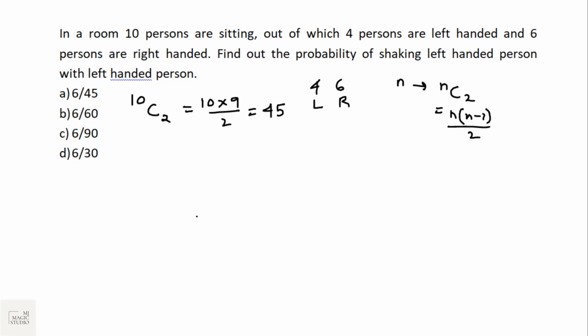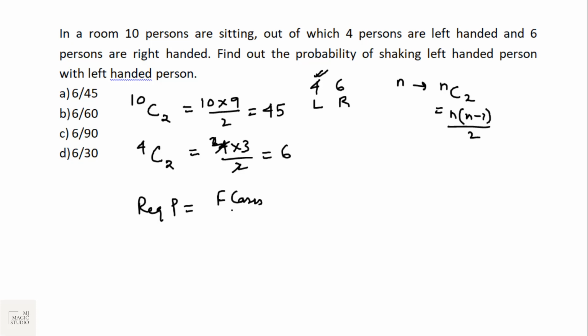But we need to find the probability that a left-handed person is shaking hands with only a left-handed person. For that, we have 4 left-handed persons. So left-handed to left-handed, how many handshakes would there be? 4C2. That will be 4 into 3 by 2, that is 6. So required probability is favorable cases divided by total cases. Favorable cases are 6 and total cases are 45. 6 by 45, we can see in the options, we have 6 by 45 in option A.